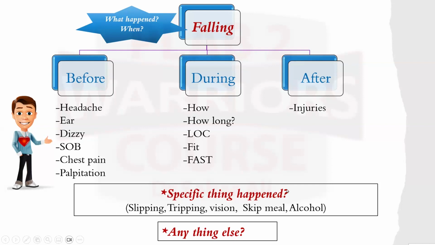Any specific thing happened before the fall, like slipping or tripping over? Any problem in your sight? Maybe he tripped or slipped over because of a problem in his vision. All right. Did you skip any meal, to exclude hypoglycemia? Did you drink any alcohol? All right. Alcohol can lead to hypoglycemia and can lead to balance problems. And this is one of the well-known causes of falls. You could have it in your exam. All right.